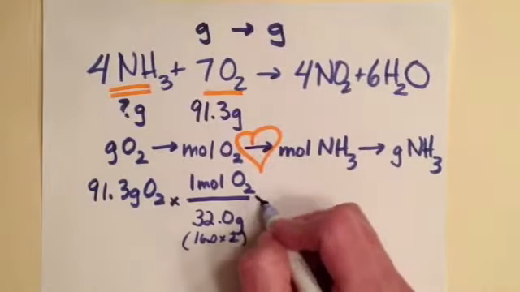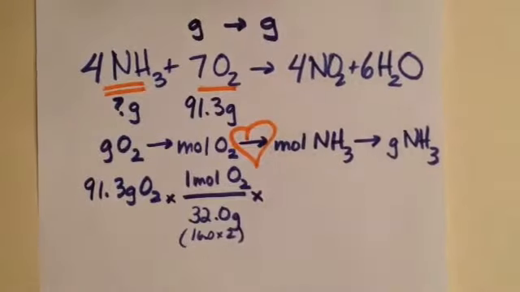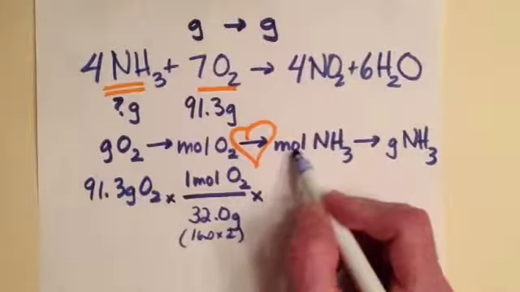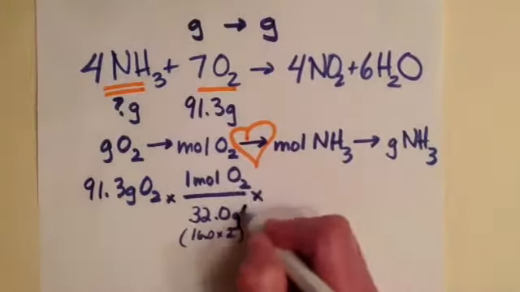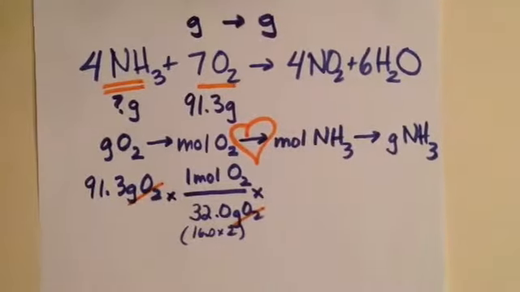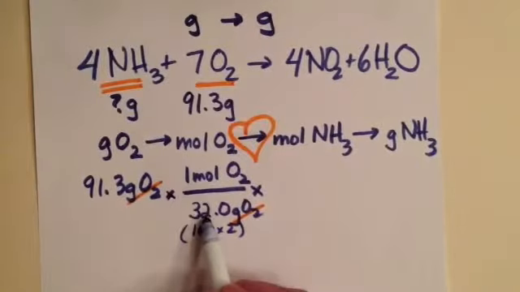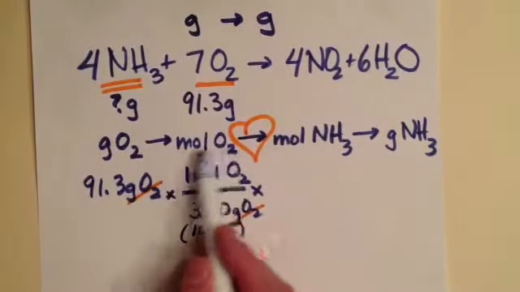I'm going to keep going though and not do separate steps with these, just so that you see the most efficient way to do this type of problem. So my next step is moles of ammonia. Let me go back here: my grams of oxygen cancels my grams of oxygen. So at this point, if I were to calculate 91.3 times 1 divided by 32, I have moles of oxygen.